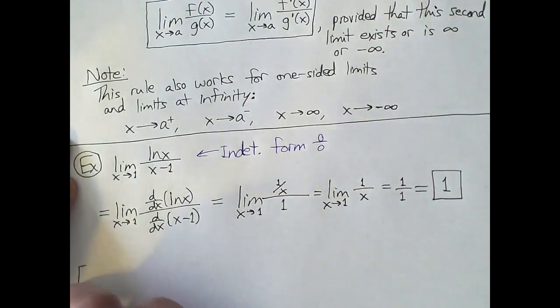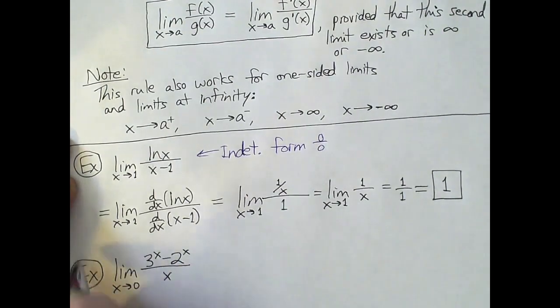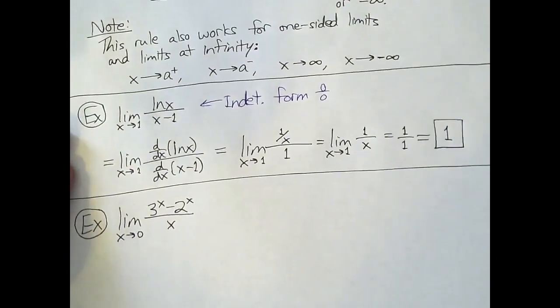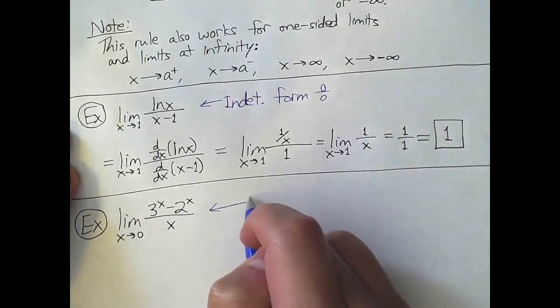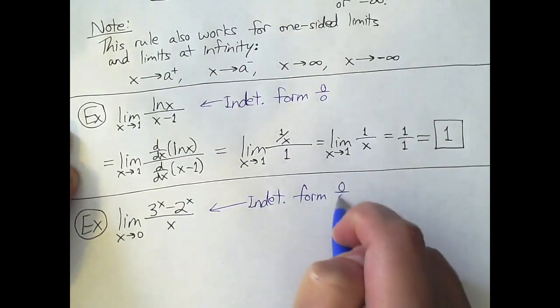Let's do another one. The limit as x goes to 0 of 3 to the x minus 2 to the x over x. First of all, is this an indeterminate form? Is there some other way we can do this? Well, let's see. Think about what happens to the top and bottom. The bottom definitely goes to 0. The top goes to 3 to the 0 minus 2 to the 0. Well, that would be 1 minus 1. So yes, this is an indeterminate form of the type 0 over 0.